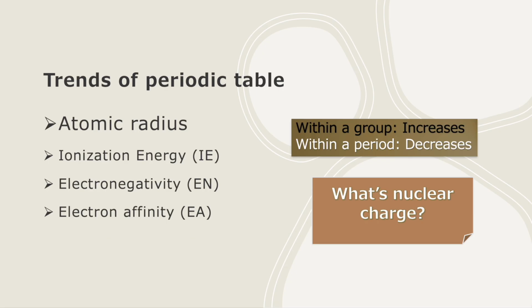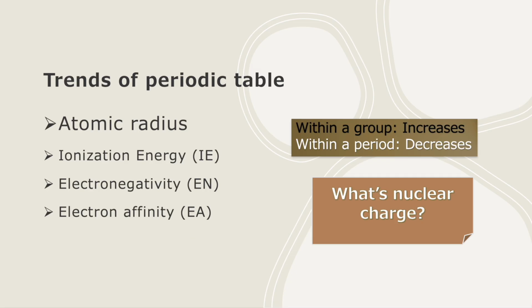Okay? Now, another thing that I said about atomic radius decreasing across a period. The reason is, first, increasing nuclear charge, because as you move across a period, the number of protons in the nucleus increases, so the nuclear charge increases.